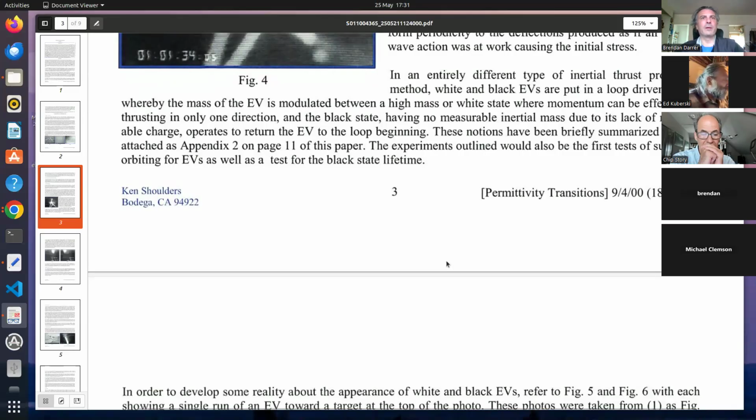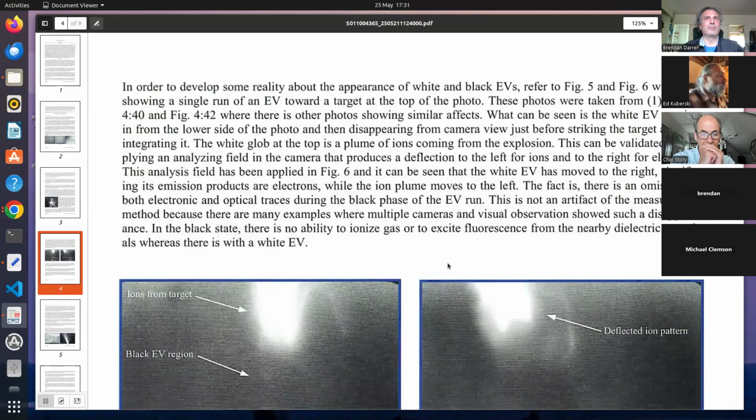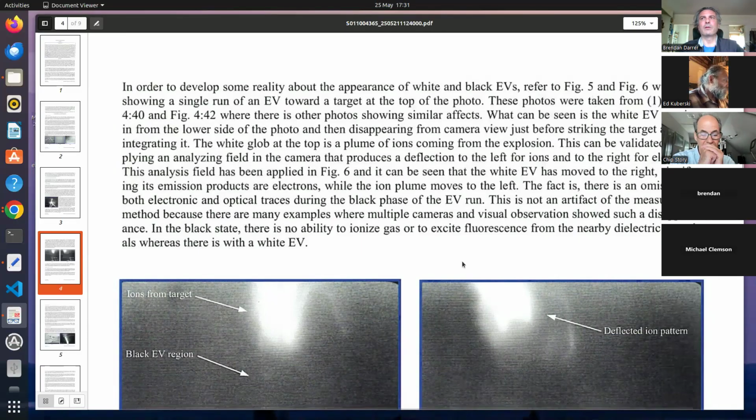In order to develop some reality about the appearance of white and black EVs, refer to Figure 5 and Figure 6, with each of them showing a single run of an EV towards a target at the top of the photo. These photos were taken from Figure 440 and 442, where there are other photos showing similar effects. What can be seen is the white EV coming in from the lower side of the photo and then disappearing from the camera view just below, striking the target and disintegrating it.